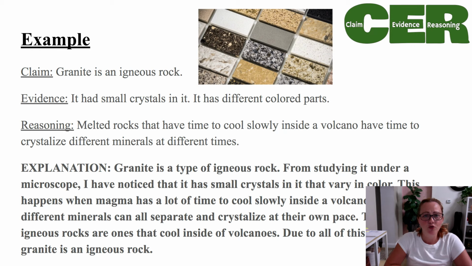And if you don't know a whole lot about rocks or the rock cycle, that's okay because it's just an example. But my claim is going to be that granite is an igneous rock. There's 3 types of rocks: metamorphic, sedimentary, and igneous. I am claiming that granite, yes, like the granite that people like to make countertops out of, that is an igneous rock. My evidence that it's an igneous rock is, number 1, it has small crystals in it, and it has different colored parts to it.